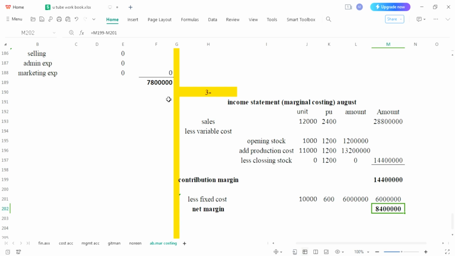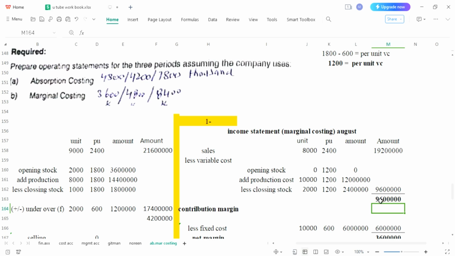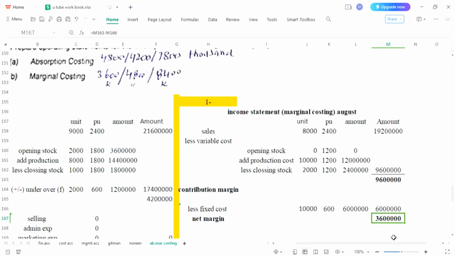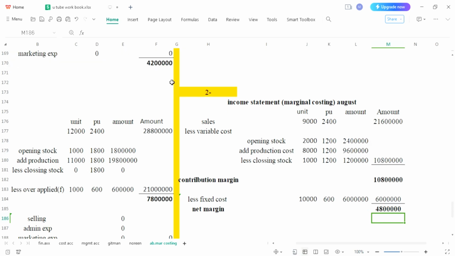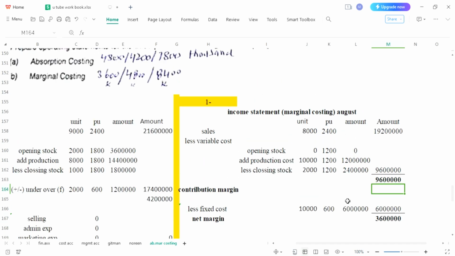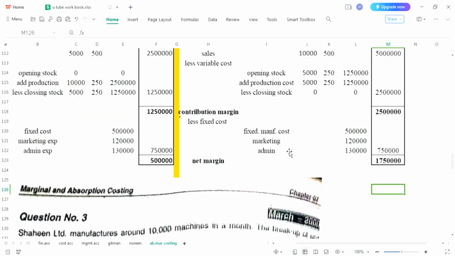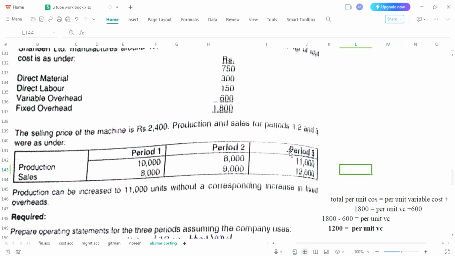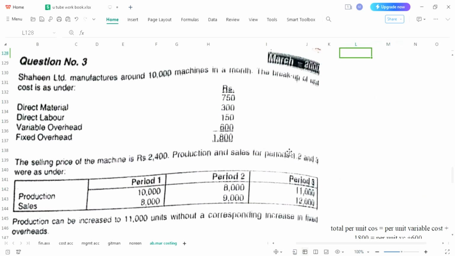In this way, we have completed our marginal costing as well. You can see 3600 was your first answer, this second answer 4800, you can see over here, and your third answer is 8400. All answers are completed. So thankfully, without any editing, without any interruption, all 6 answers are completed. In this way, our question number 3 is completed. All 6 answers are matched.